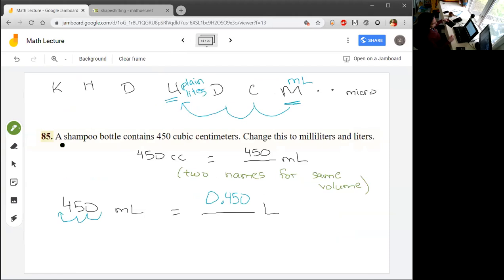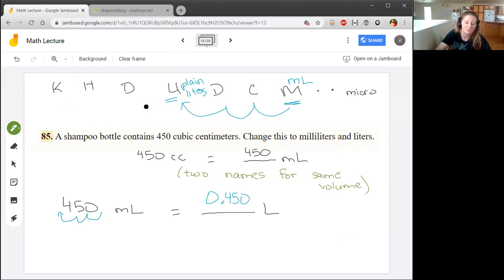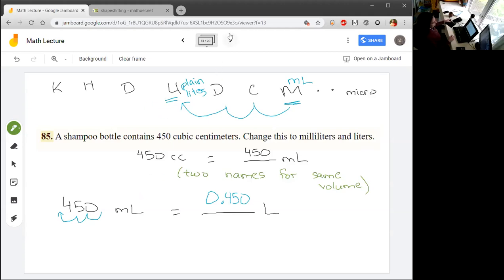Okay, but back to this. Any questions about the King Henry scooting around? So the unit, the plain liters, meters, and grams, that's all the same thing, right? Yeah, because we can only do one kind of thing at a time.